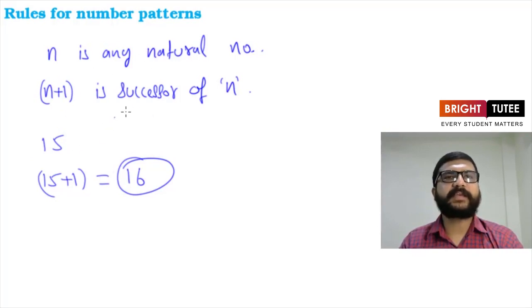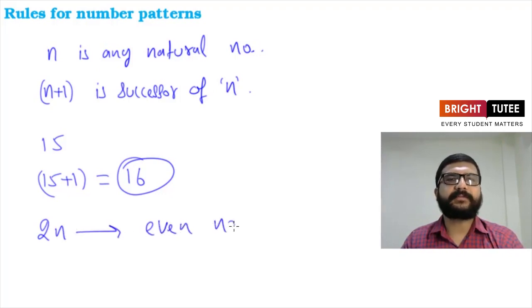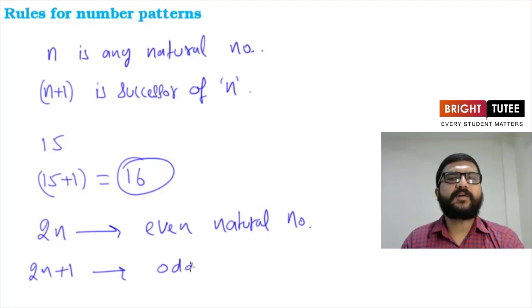So like this also we can use algebraic expressions. Now suppose we are having n as any natural number, then what can we say about 2n? 2n will be an even natural number. Now what about 2n plus 1? 2n plus 1 will be an odd natural number. We can check by putting any values of n.